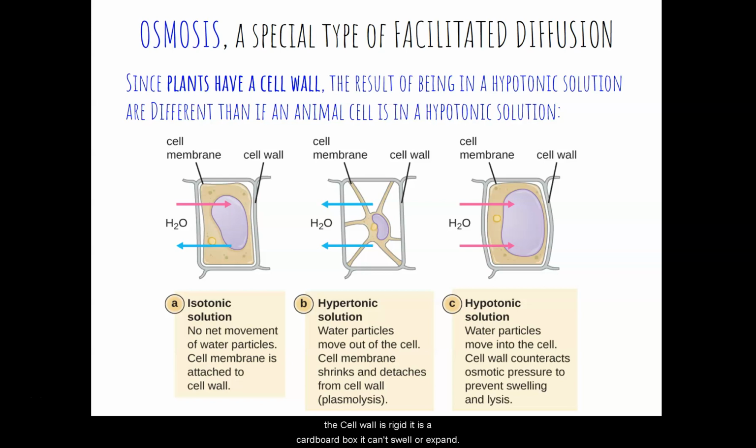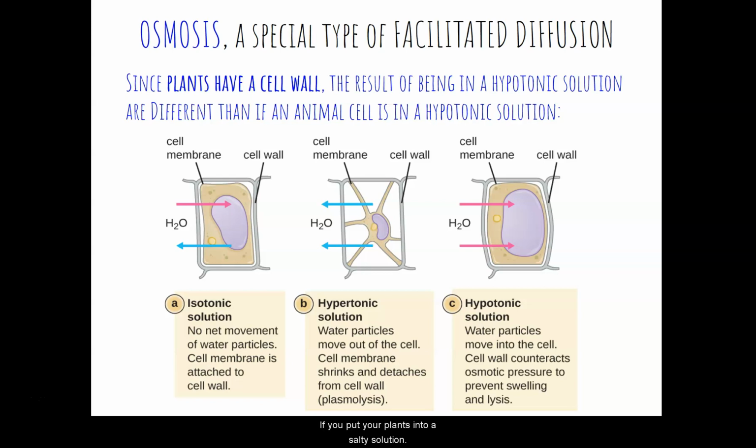But the cell wall is rigid. It is a cardboard box. It can't swell or expand. And so what will happen is that it holds the pressure of that cell membrane, and the plant will become crisp. We call that turgid. It's a special word for a plant that's hypotonic. So you want your carrots turgid, so when you bite into them, they crunch.